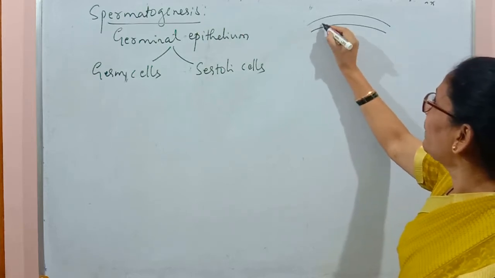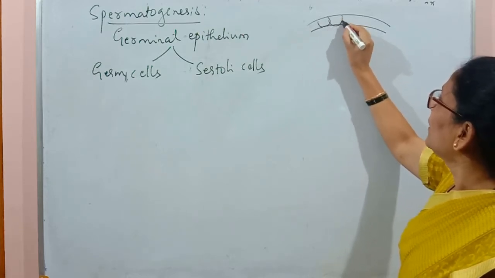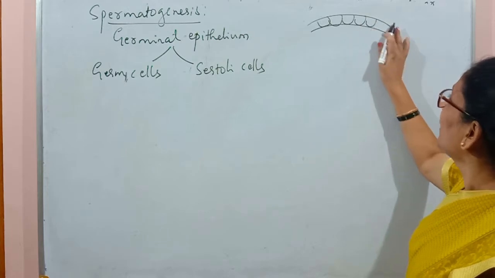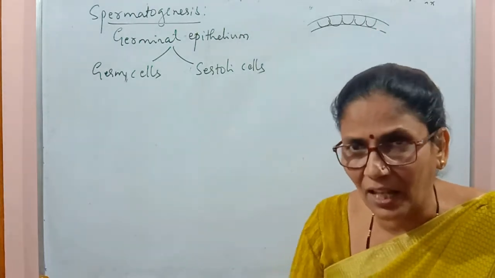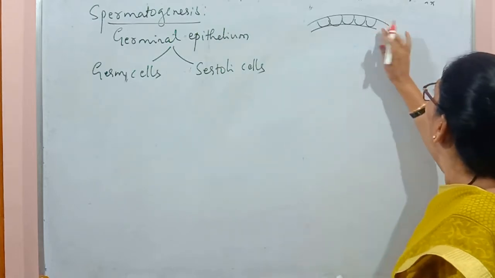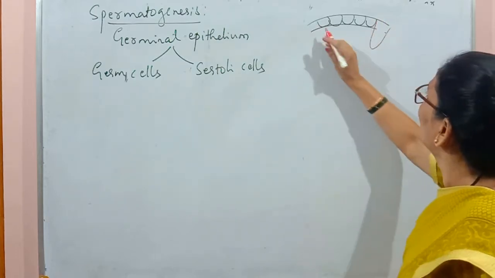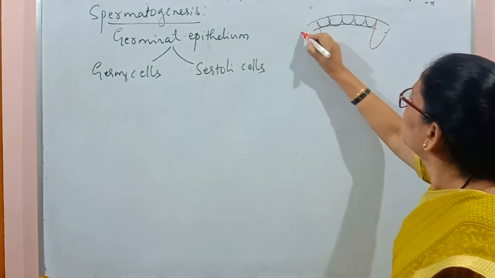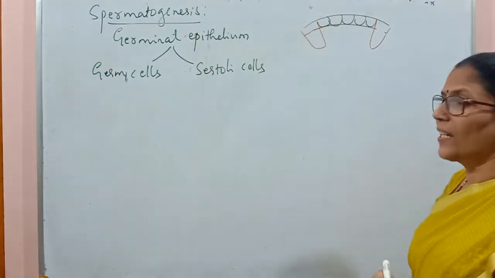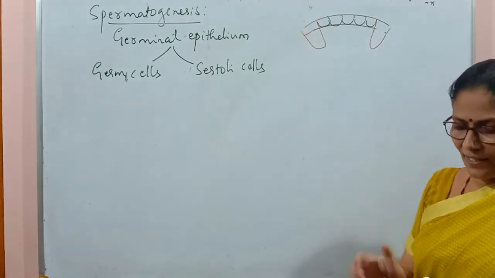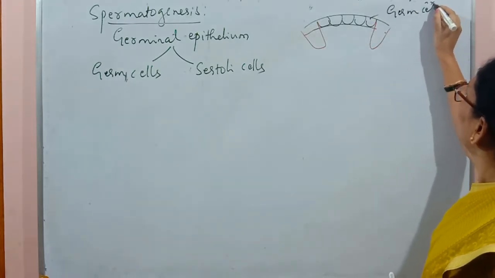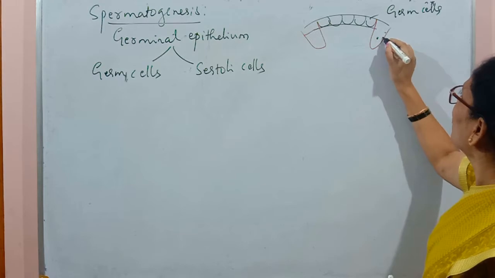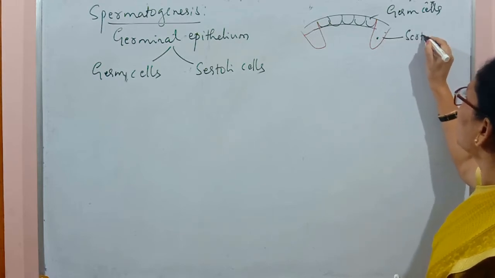For example, I am going to draw the diagram also because you can understand very easily. This is the germinal epithelial layer and these cells are called the germ cells, and here and there some conical shaped cells are there. These conical shaped cells are called the Sertoli cells. These are the germ cells and these are called the Sertoli cells.